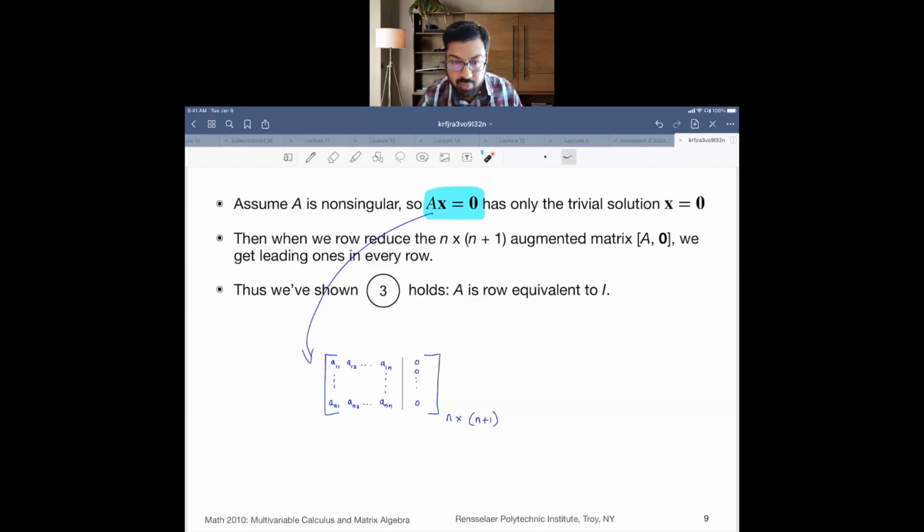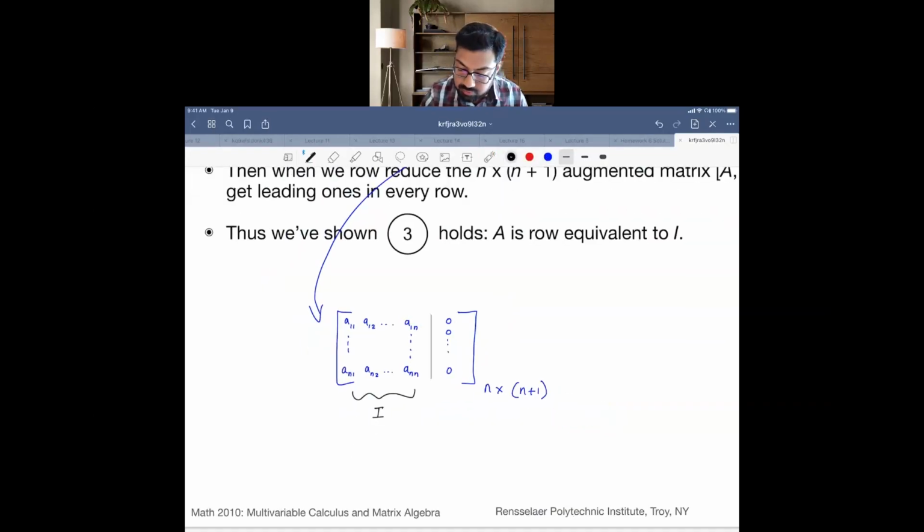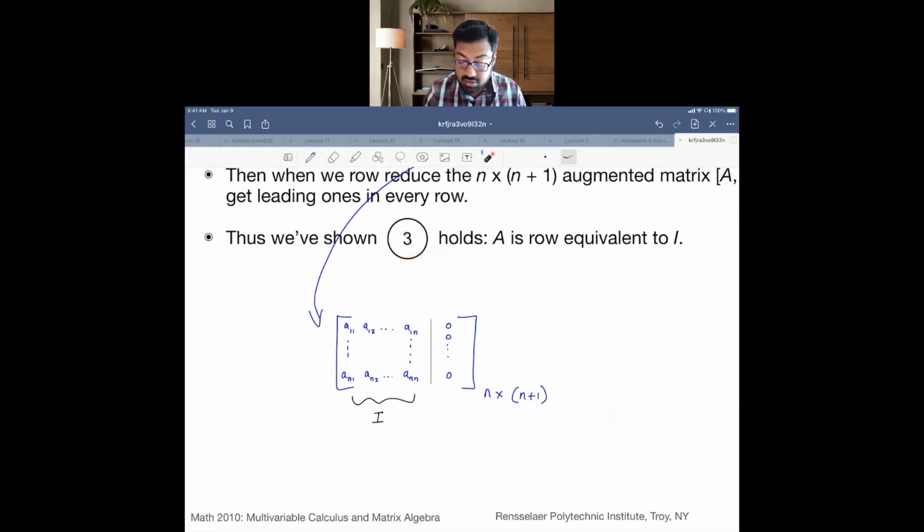Remember, for the homogeneous set of equations, we said if you have the same number of equations as unknowns, then you will have a trivial solution or a unique solution. Those are the only possibilities. You will not have infinitely many solutions. So as you're reducing this, you see all of this will translate to an identity matrix, which is what condition 3 says. A is going to be row equivalent to an identity matrix.